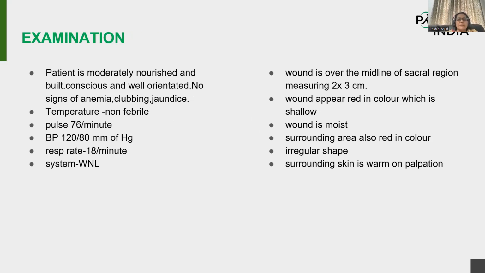On examination, the patient is moderately nourished and built, conscious and well-oriented, with no signs of anemia, clubbing or jaundice. Temperature is non-febrile, pulse is 76 per minute, BP is 120/80, respiratory rate is 80. The wound is seen in the midline of the sacral region, measuring 2 by 3 centimeters. The wound appears red in color and shallow. The wound is moist. The surrounding area also appears red, irregular in shape. The surrounding skin is warm on palpation.